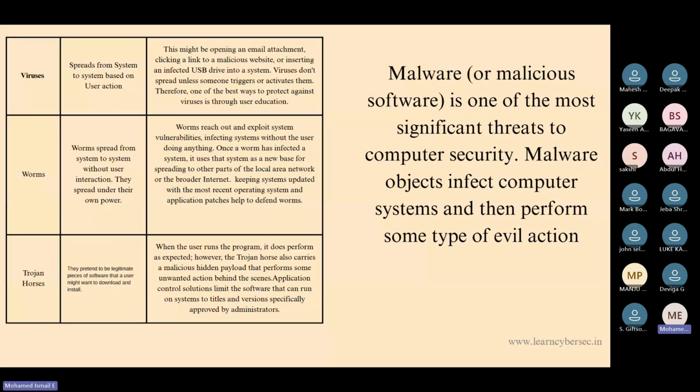First one is malware. Malware, or malicious software, is one of the most significant threats to computer security. Malware objects infect computer systems and then perform some type of evil action. This is just a textbook definition of malware.